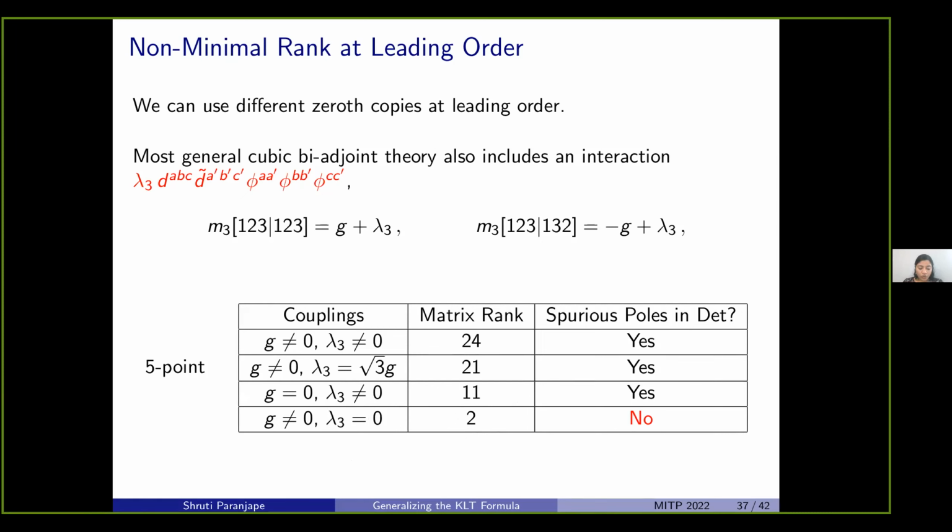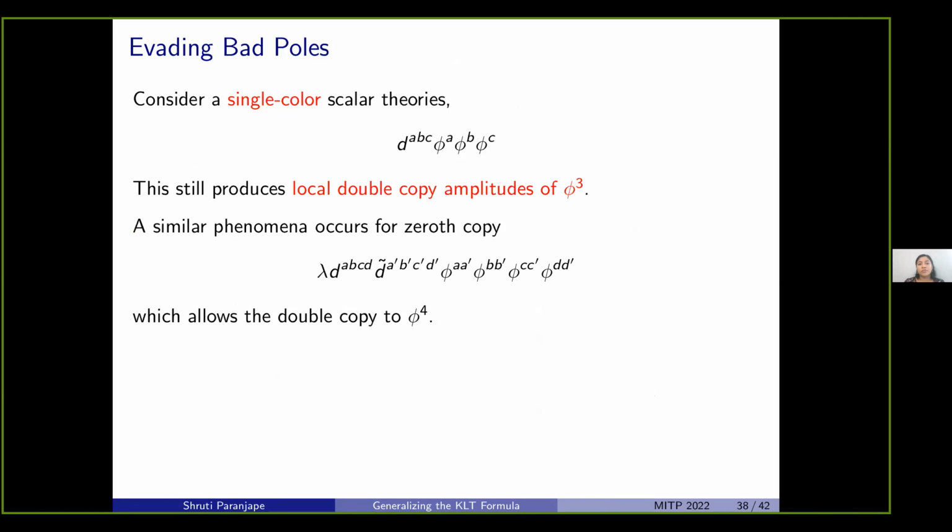Okay, so this should tempt you to say that when I go to non-minimal rank, either at leading or subleading order, I end up with spurious poles in the KLT kernel. And so my double copy is bound to be non-physical, and I should throw these things away and not consider them as zeroth copies. And unfortunately, there is something that prevents you from being able to make that reverse implication. And that is that you can still evade bad poles.